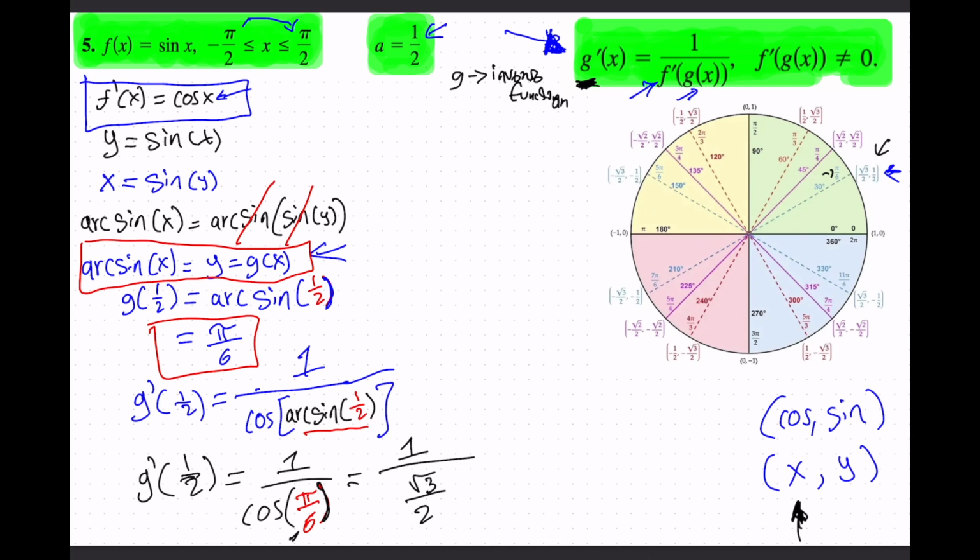Now that we have radians, we're going back to rectangular, and this is equal to 2 over the square root of 3. All right, that's our final solution.